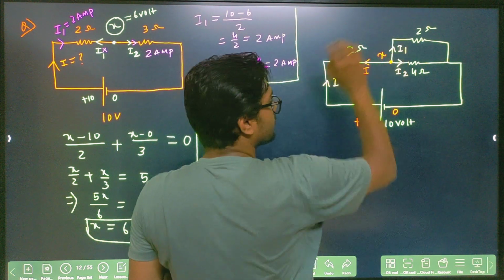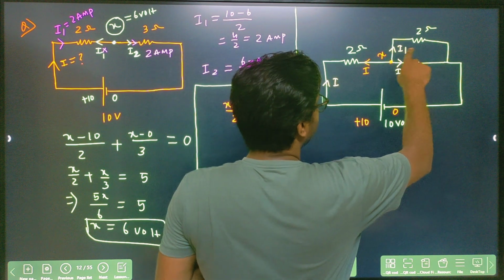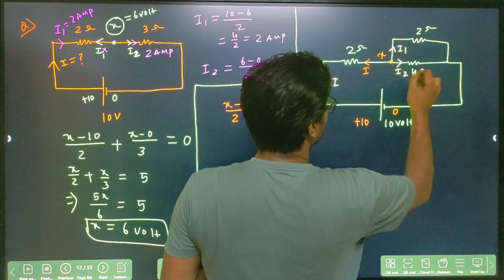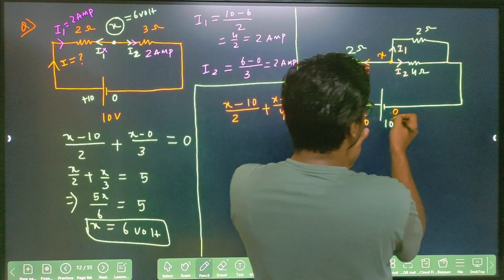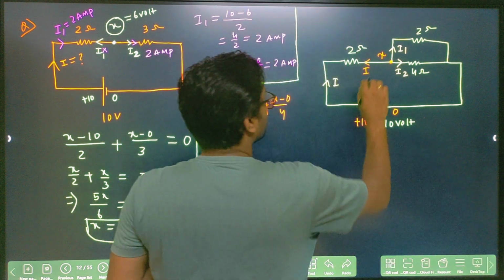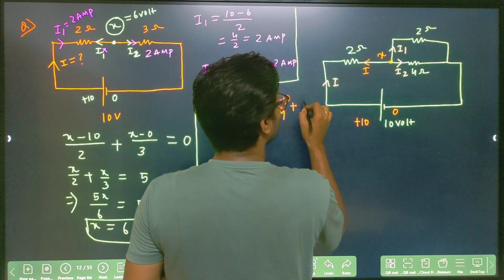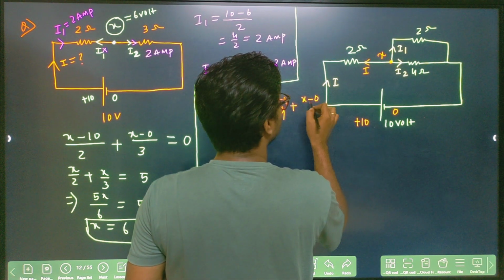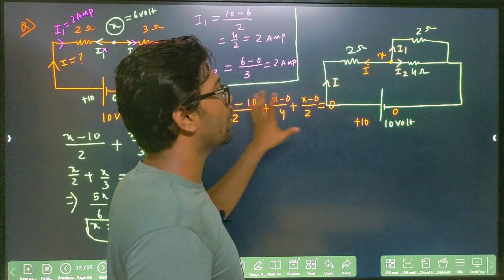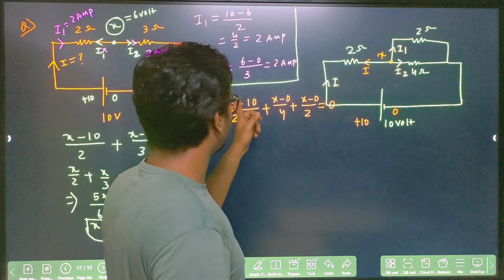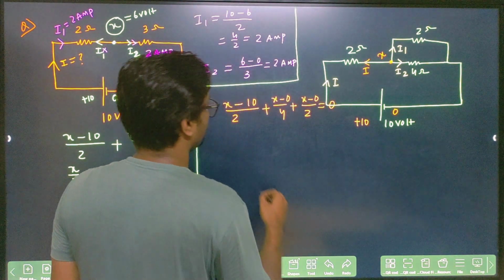If you see from the junction, plus (X minus 0) divided by 4, because here if this is 10 volt, this is 0 volt, right? This will be your I2, and I1 will be how much? (X minus 0) divided by 2 is equal to 0. Net outward current is 0. So I have written I plus I1 plus I2. Clear? Okay.